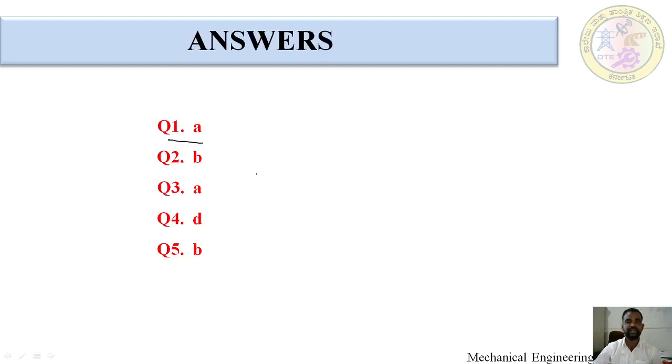Question number 1, the answer is A. Question number 2, the answer is B. Question number 3, the answer is A. Question number 4, the answer is D. Question number 5, the answer is B. These are the multiple choice answers.